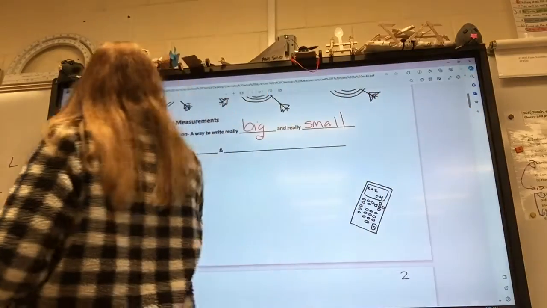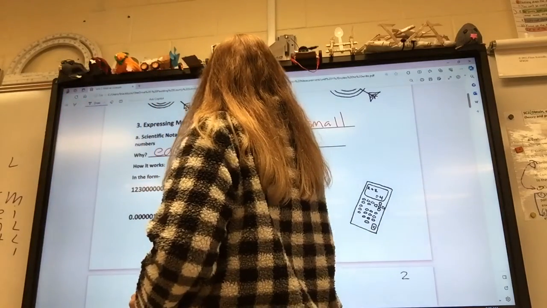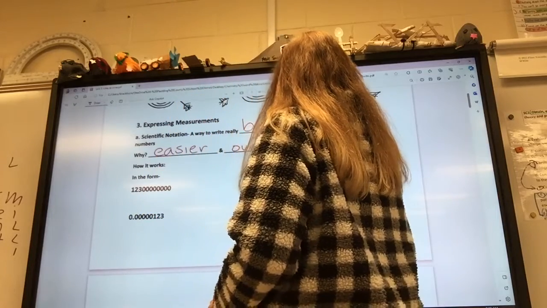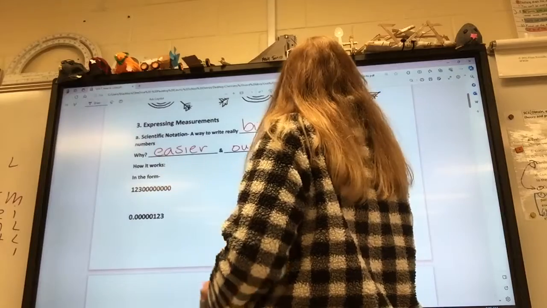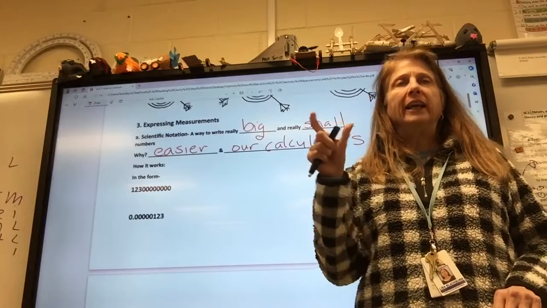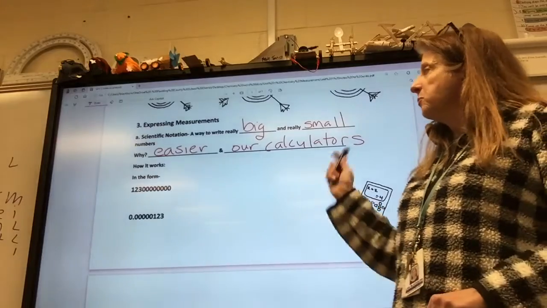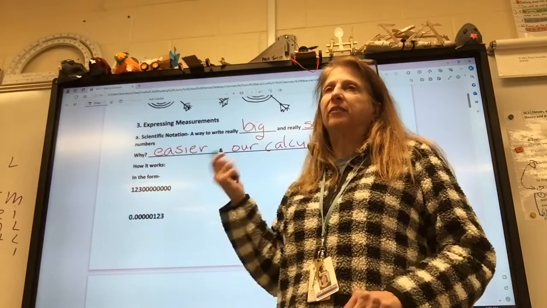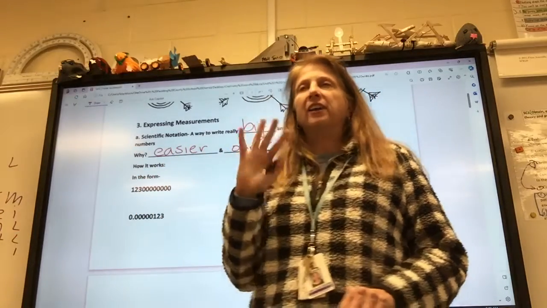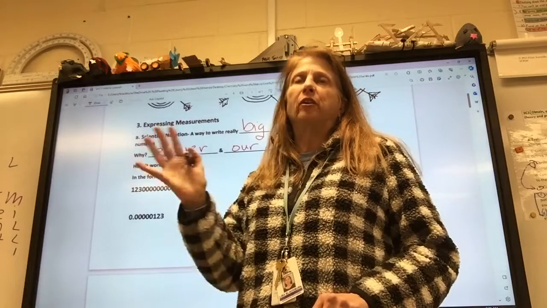For one, it's easier. And for the other, it's because of our calculators. Our calculators can do math on bigger and smaller numbers than the display can hold. So we needed some way to tell our calculator this number so it can do the math for us. So one of the things you have to have in this class is a scientific calculator that can do scientific notation. You can't just have a Dollar Tree calculator. It's got to have a button that makes it where we can do scientific notation.